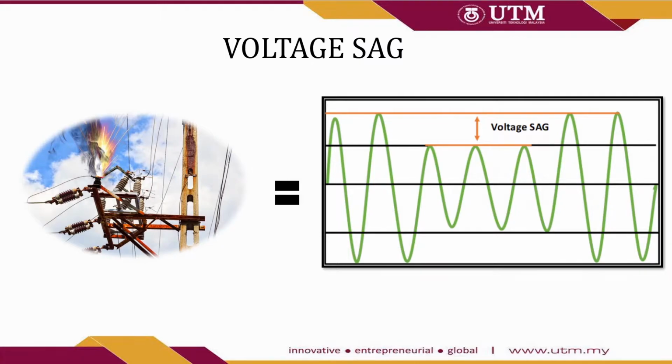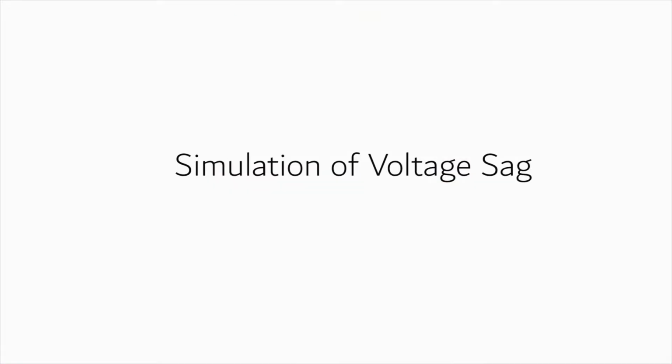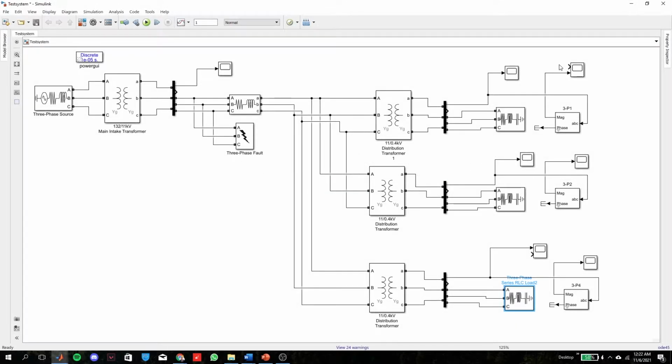Voltage sag is described as the reduction of RMS voltage in the range of 10 to 90% of nominal voltage for the duration of 0.5 cycles to 1 minute. The system is simulated using MATLAB Simulink 2019A. The test system had been designed based on the distribution system in Malaysia.